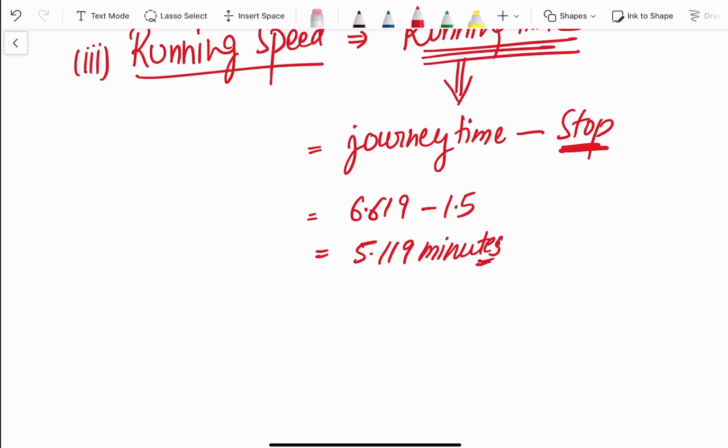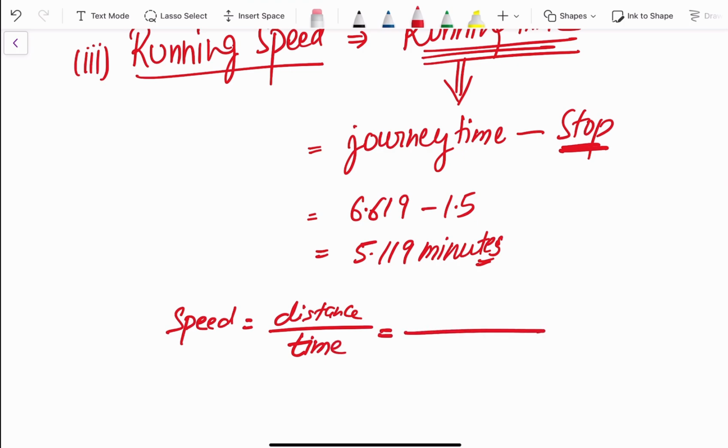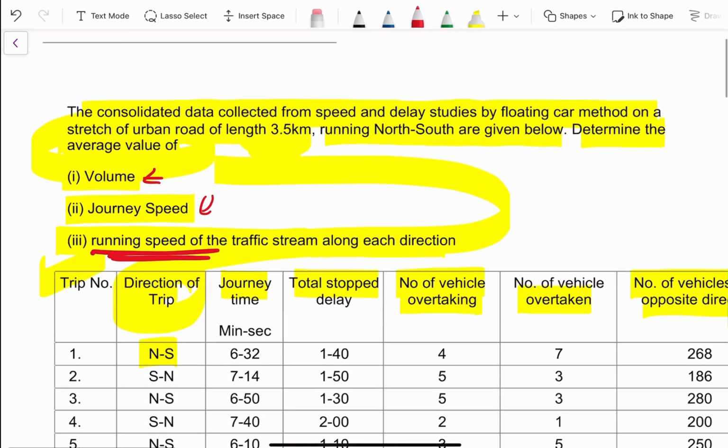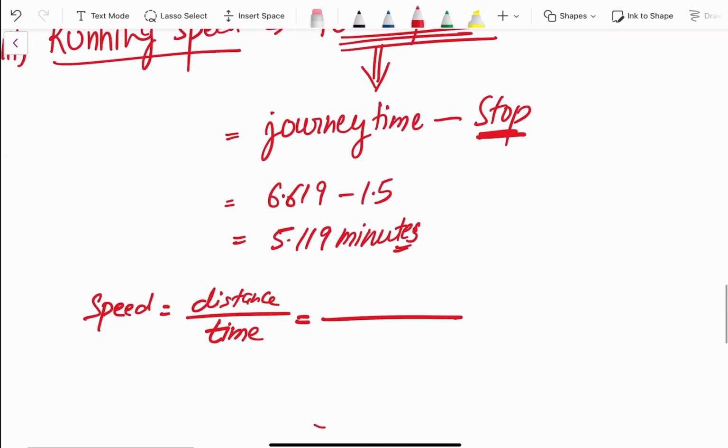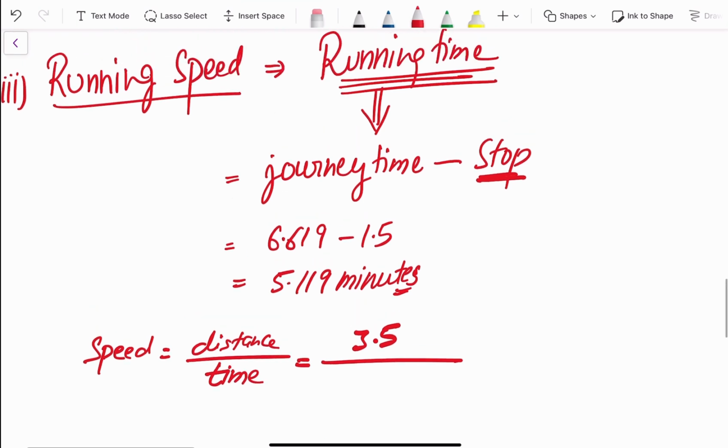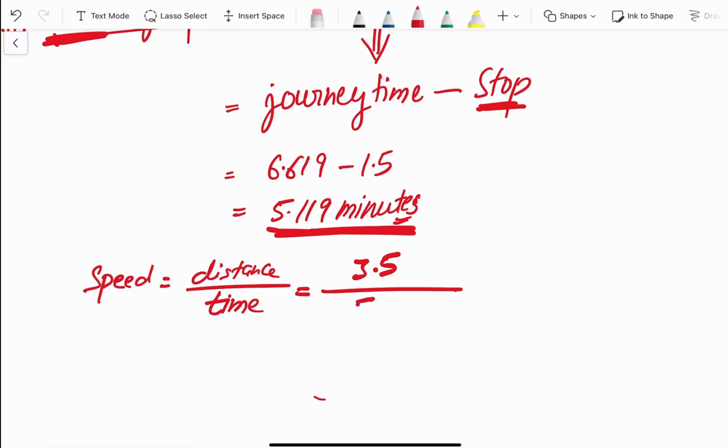Correct? Now we know speed is equal to distance upon time. Distance we are already given in the question. We are given this test run has been done for a 3.5 kilometer stretch. So taking this distance, it is 3.5 divided by time. Since we have to find out the running speed, we will take running time. So 3.5 divided by 5.119. This is in kilometer, this is in minute.